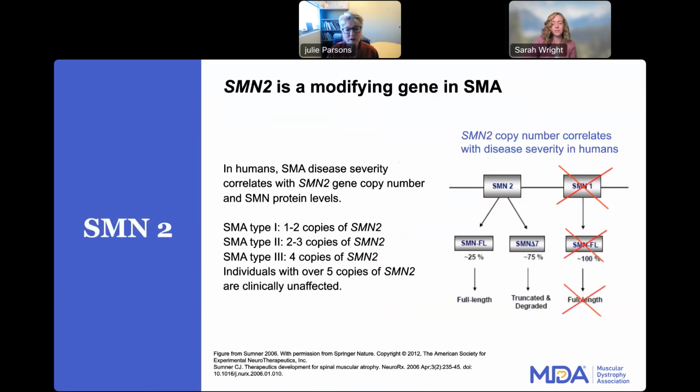So we think about SMN2 as a modifying gene in SMA. In general, disease phenotype in humans can correlate with the SMN2 copy number. For instance, the most severe phenotypes tend to appear when we have lower copy numbers of SMN2, and people who have 5 copies of SMN2 as a backup gene may be completely clinically unaffected. Next slide.